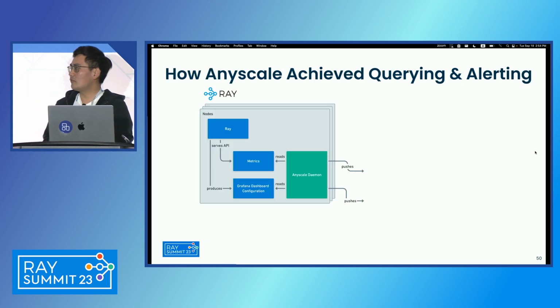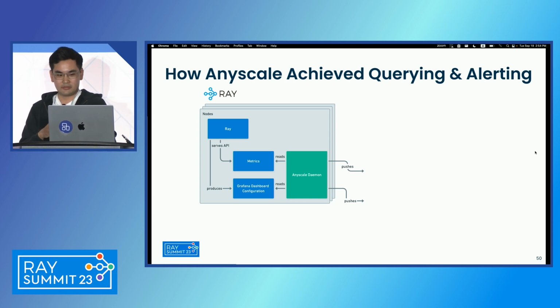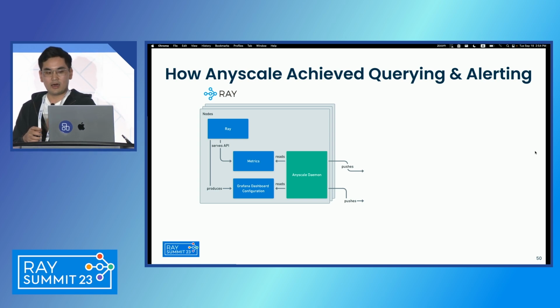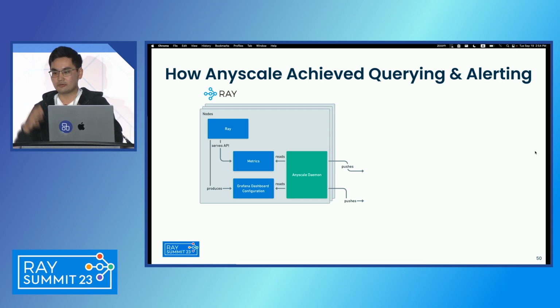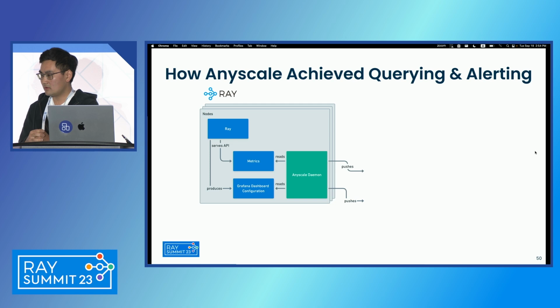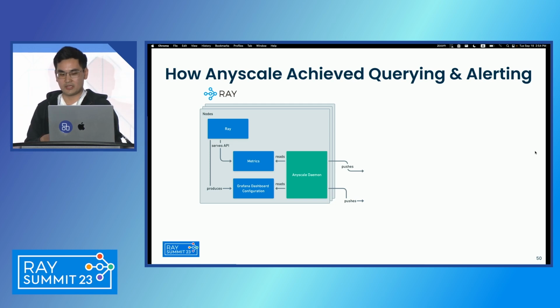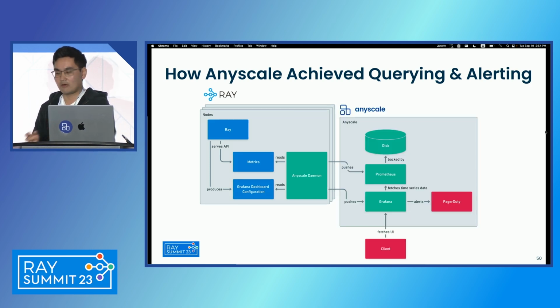And let's have a look at how the Anyscale platform achieved this. You can see from this big box here, the Ray cluster will serve the API to collect and generate the metrics. They also produce the Grafana dashboard configuration. And the Anyscale daemon process will read that data and push it into our Anyscale system. Prometheus will collect the data and transform it into time series data, and the storage is backed by disk. Grafana will fetch that data and visualize it, available in the UI for the user. We also set the alert strategy with PagerDuty.